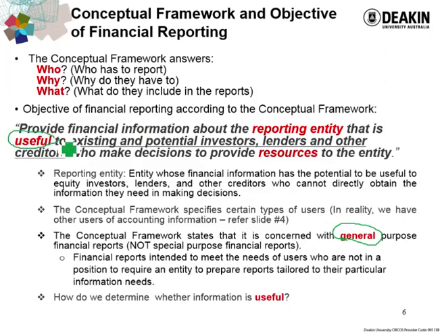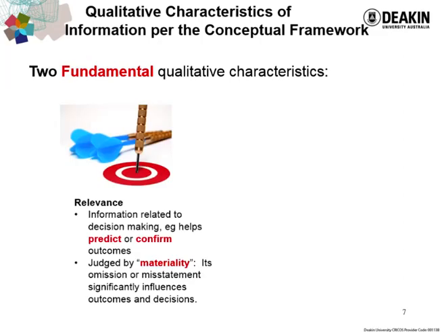So how do we judge whether information is useful? There are 2 fundamental and 4 enhancing qualitative characteristics. So we will discuss them in the next slide. First, let's have a look at the 2 fundamental qualitative characteristics. First, relevance. Relevance means the information must be related to the decision making. For example, it can help us to predict or confirm outcomes. By looking at a company's profit figure, can we actually predict the growth in the future, for example?